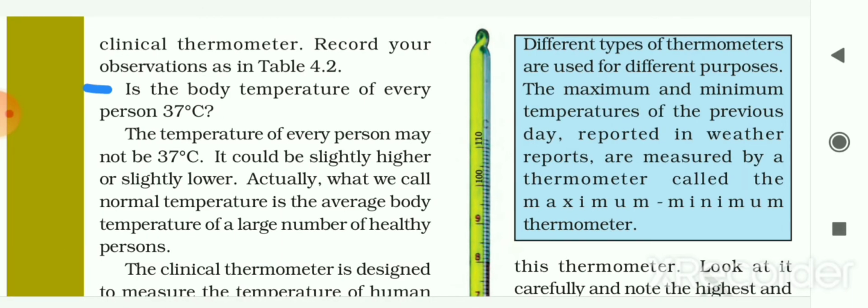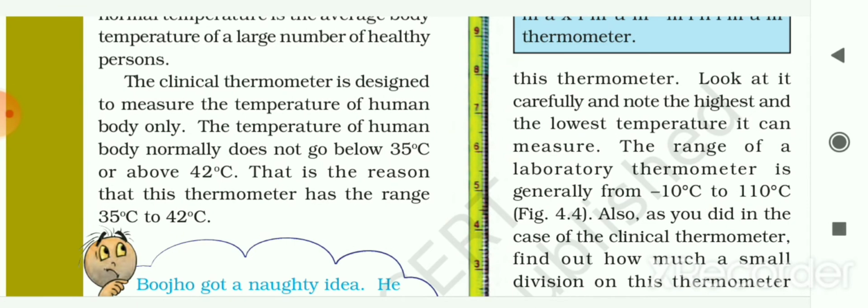The clinical thermometer is designed to measure the temperature of the human body only. The temperature of the human body normally does not go below 35 degrees Celsius or above 42 degrees Celsius. And that is the reason this thermometer has the range of 35 degrees Celsius to 42 degrees Celsius.